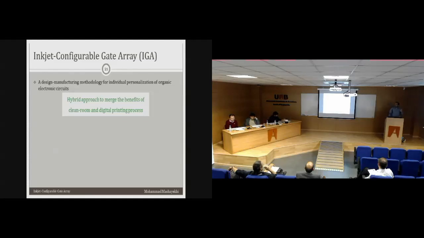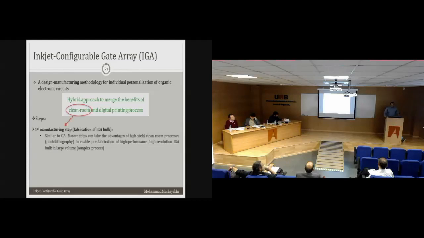If we take those two steps of gate array into account, in the first manufacturing step, which is the fabrication of IGA bulk, we can take the advantages of clean room processes, where the master chip can take the advantages of high-yield clean room processes like photolithography to enable prefabrication of high performance and high resolution transistors in large volume. Obviously, it requires a complex process, because for transistors, you need a stack of layers.